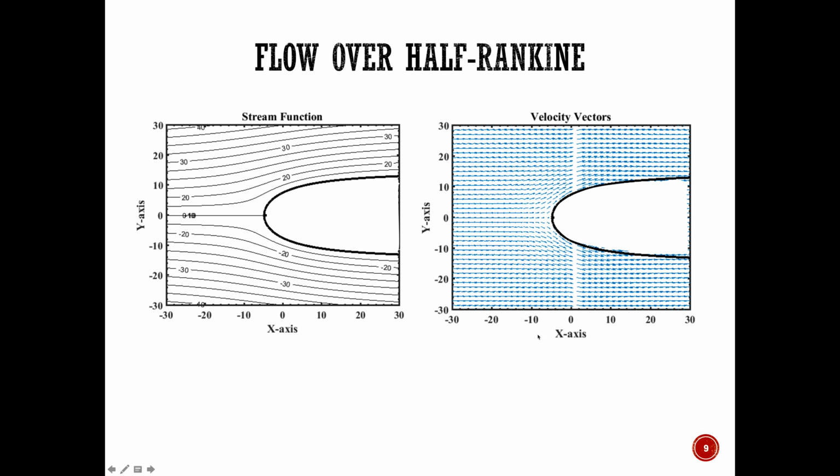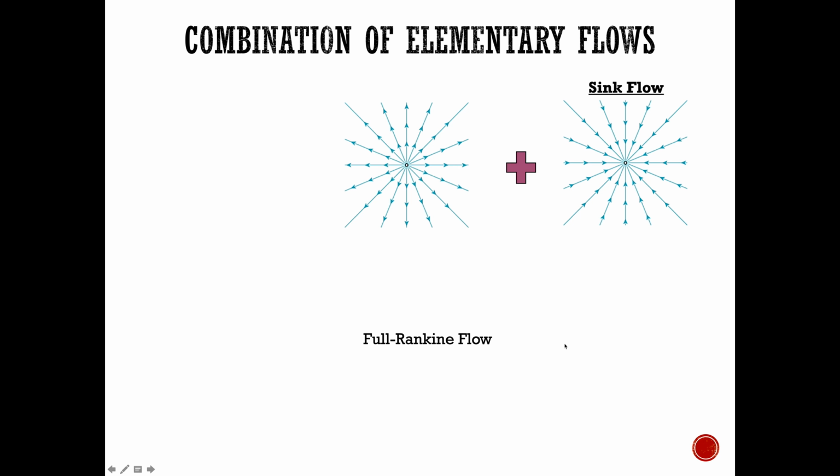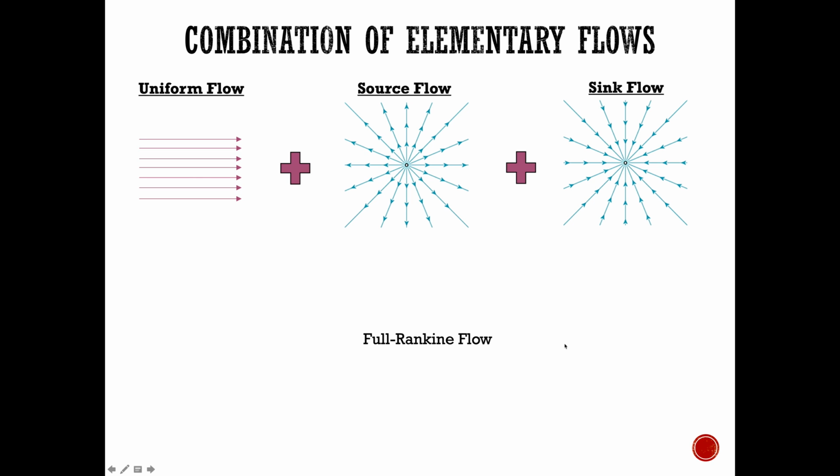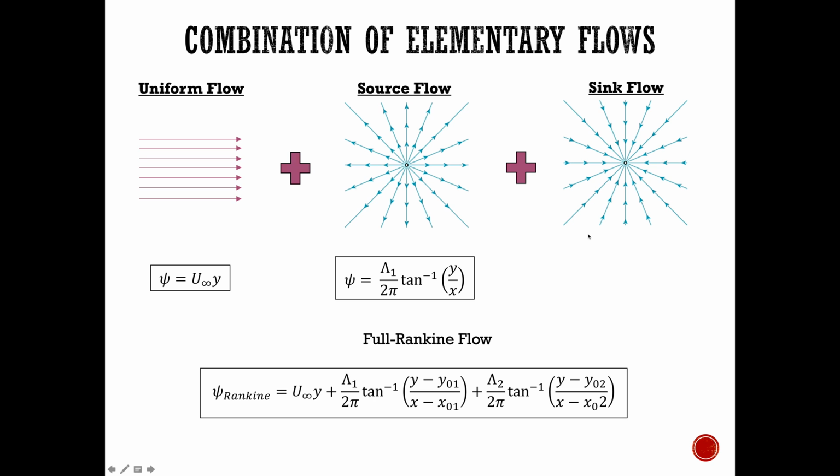We also talked about the sink flow. So what happens if you put a uniform flow plus a source plus a sink? We know these are all the equations right there. The only issue is that if you're putting the source in a different location than the sink, it is very, very important for you to include the center location of the source and sink, so we use subscripts.